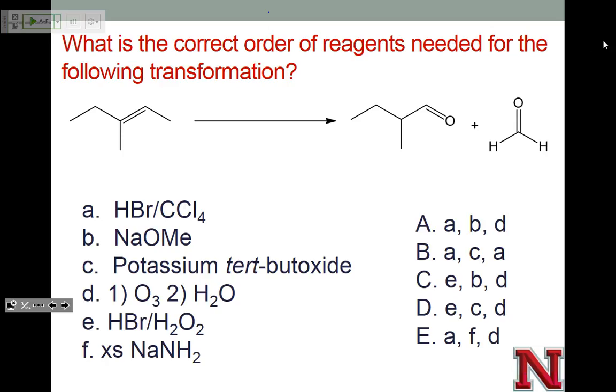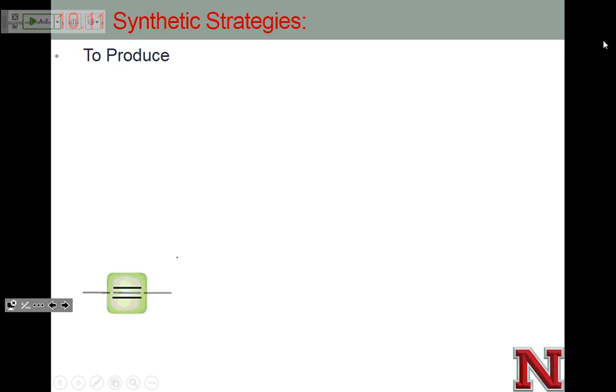We have talked about all the reactions in chapter 10. So now we're going to put it together with synthesis. As far as our synthetic strategies, this is just a summary of some of the reactions we've talked about.